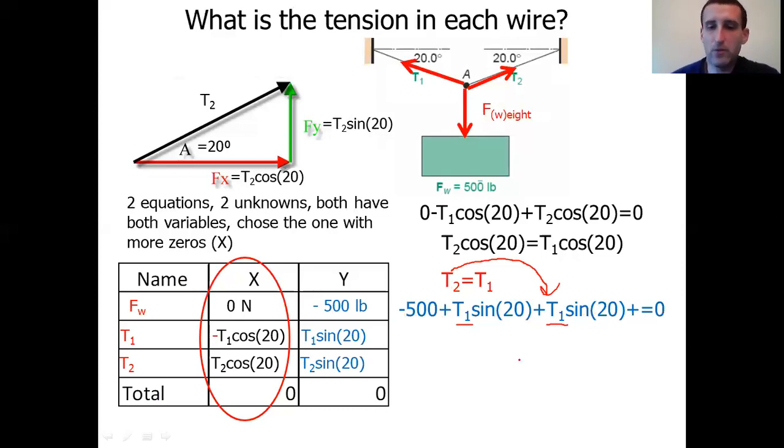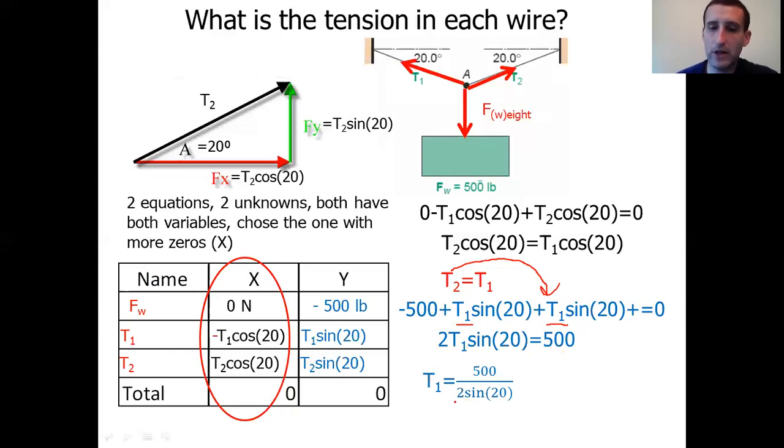So now we can move on to the next step. This is essentially x plus x. So x plus x gives us 2x, 2 times T1 sine of 20. We took our negative to the other side to make it positive. So 2 T1 sine 20 is equal to 500. We want to get the T1 by itself. We divide both sides by 2, divide both sides by sine 20. That's going to give us T1 equals 500 over 2 sine 20.